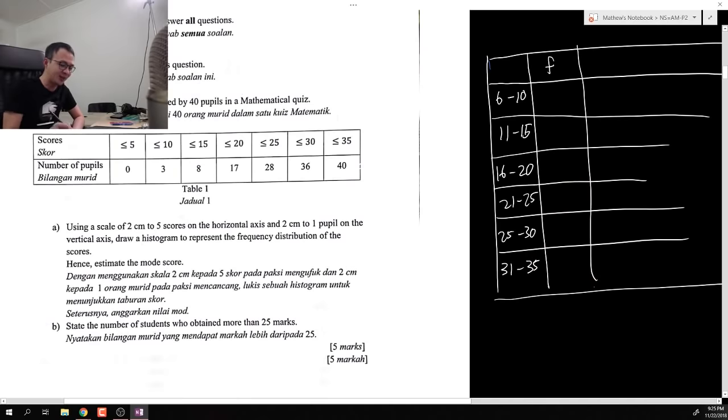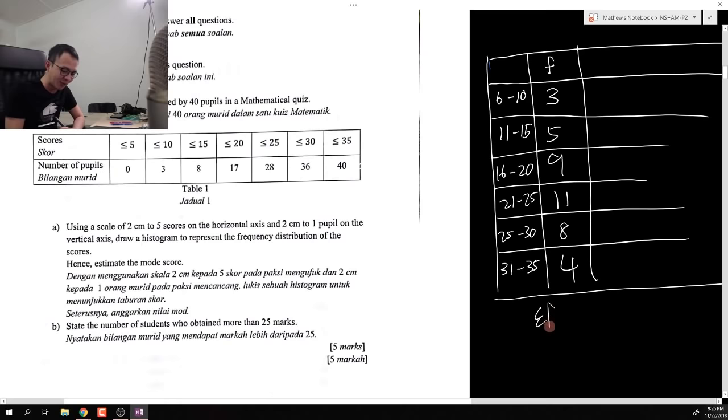The next thing you need to do is find out the frequency. Frequency is very easy, just subtract. The first one, 6 to 10, is 3. The second one is 8 minus 3, which is 5. The third one here is 17 minus 8, which is 9. Then I keep on subtracting: 28 minus this one, I get 11. This one minus this one, I get 8. And this one minus this one, 4.